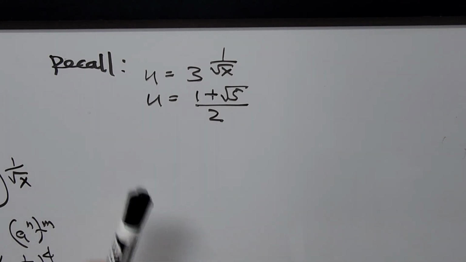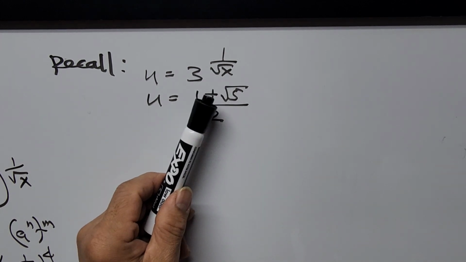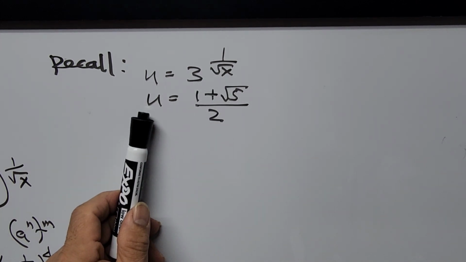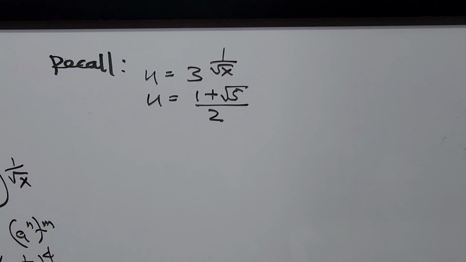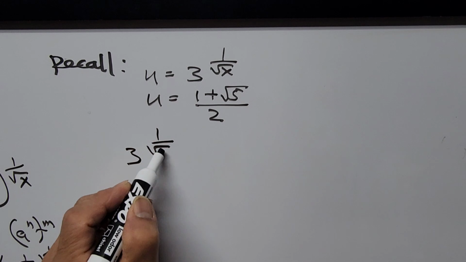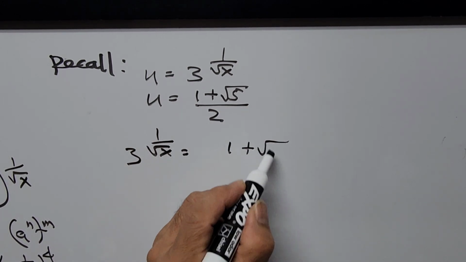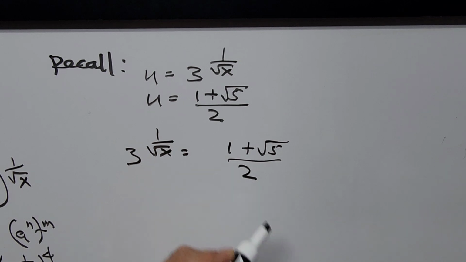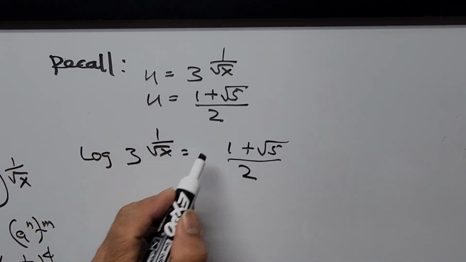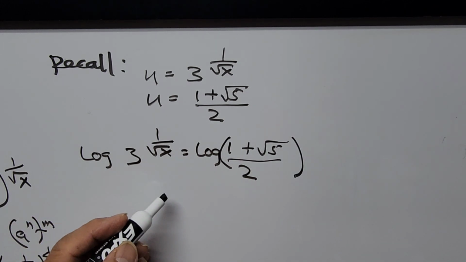Let's recall that u is just a substituted variable in place of 3 to the power of 1 over square root of x, and we have the value of u as 1 plus square root of 5 over 2. So let's use that value of u. We have 3 to the power of 1 over square root of x is equal to 1 plus square root of 5 divided by 2. From here, take the logarithm on both sides of the equation, solving for x.